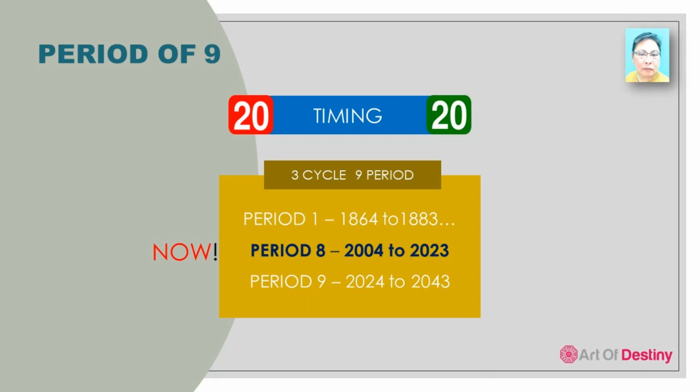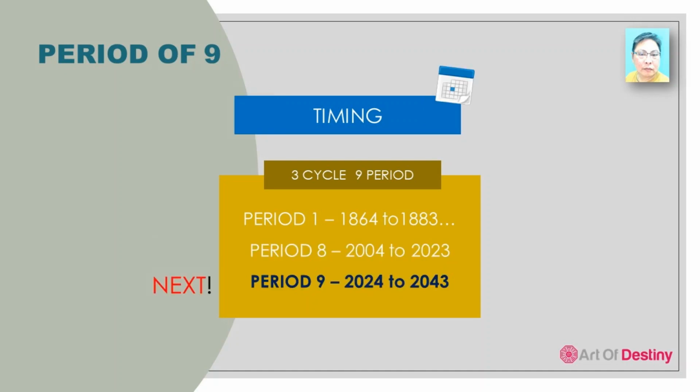After period 8 ends in 2023, naturally you continue to period 9. Period 9 will start in 2024 and end in 2043. After it ends in 2043, what happens? You repeat period 1. The next period 1 will start in the year 2044.